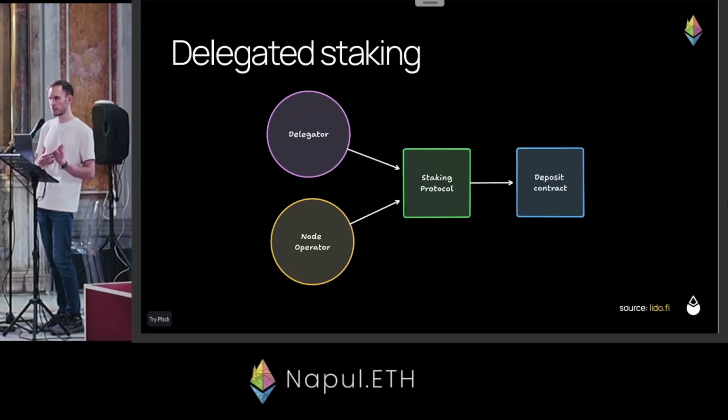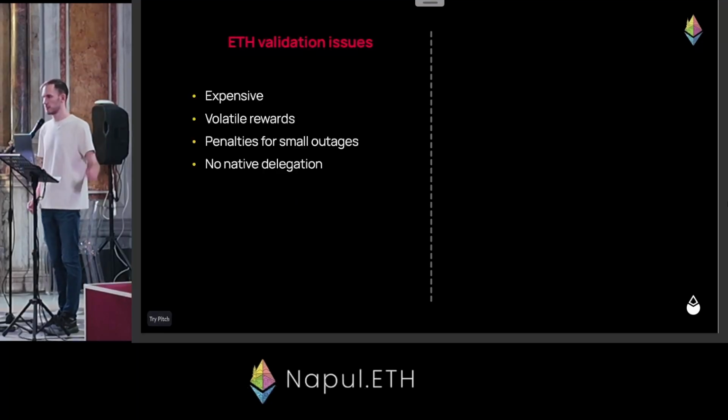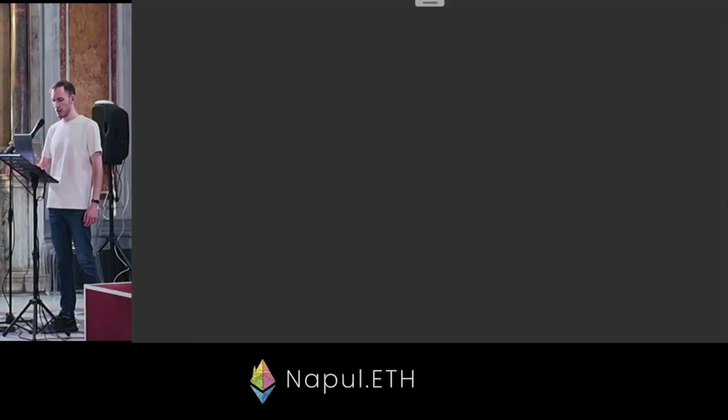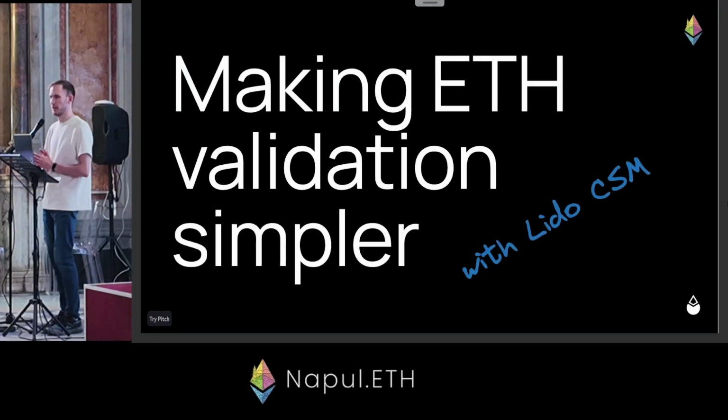So there are ETH holders who want their ETH to be staked, and there are node operators, and the staking protocol just connects these two parties and makes it secure, right? So this is, as I said, the last issue for today about Ethereum validation: the lack of native delegation on the Ethereum network. And the question is how to make it really better, simpler, and so on.